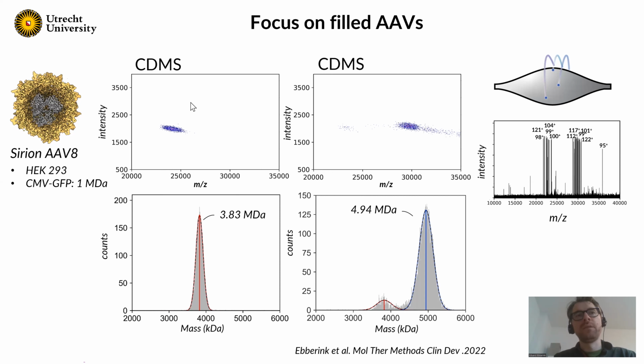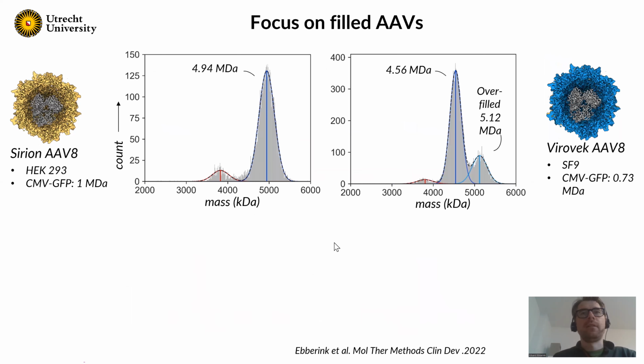And indeed, if you look at the empties, we can say that about 1 megadalton is packaged in these filled particles. Okay. How about the ViroVec samples? Also there, we looked at particles that contain a transgene. Also here, a transgene with a CMV promoter and a GFP, but the transgene is designed slightly different, so they're a bit lighter. They're 0.7 megadalton.